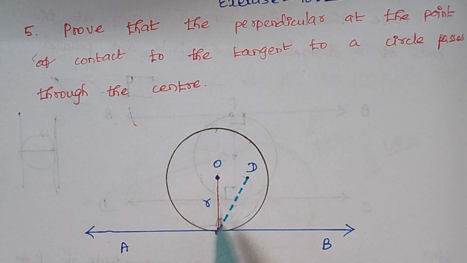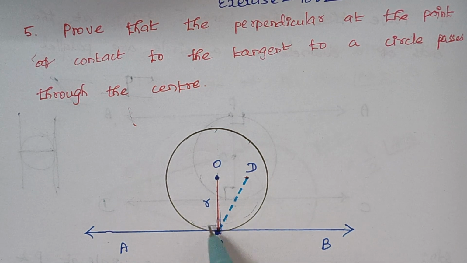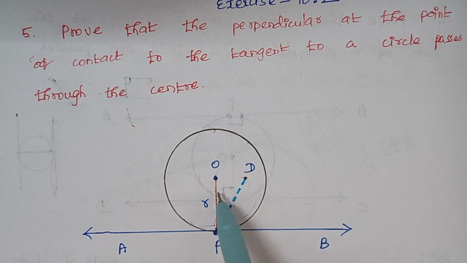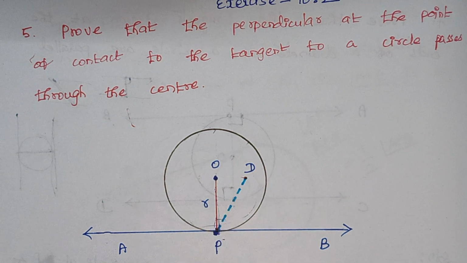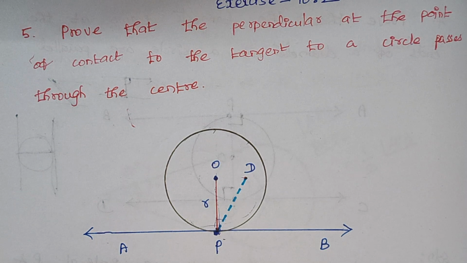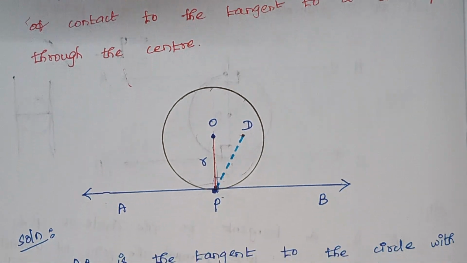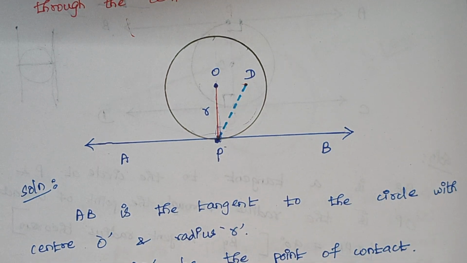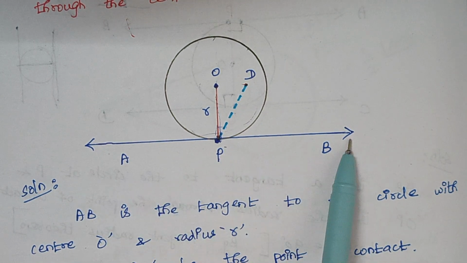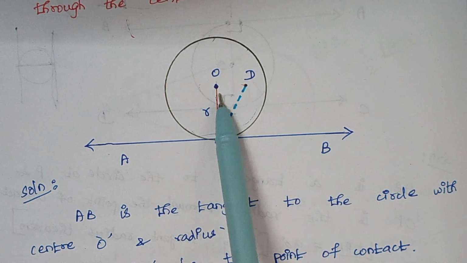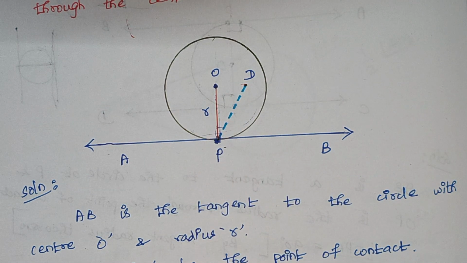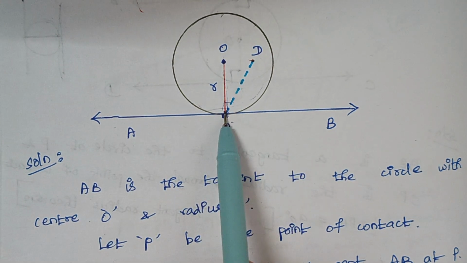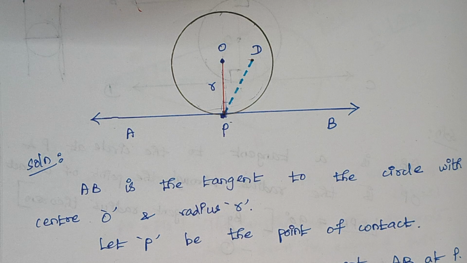We are having a circle and there is a tangent, and there is a perpendicular line, and we have to prove that this perpendicular line should pass through the center, right? Here we have to draw the diagram by ourselves. So AB is a tangent with center O and R is the radius, and P is the point of contact. P is the point of contact here.